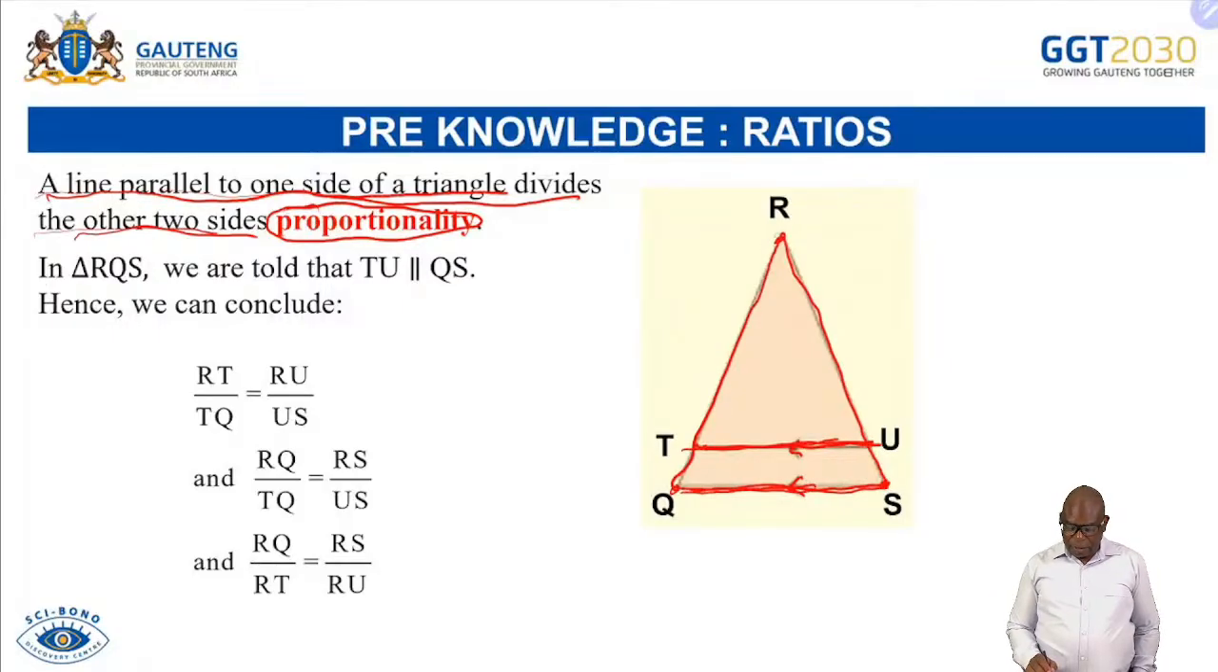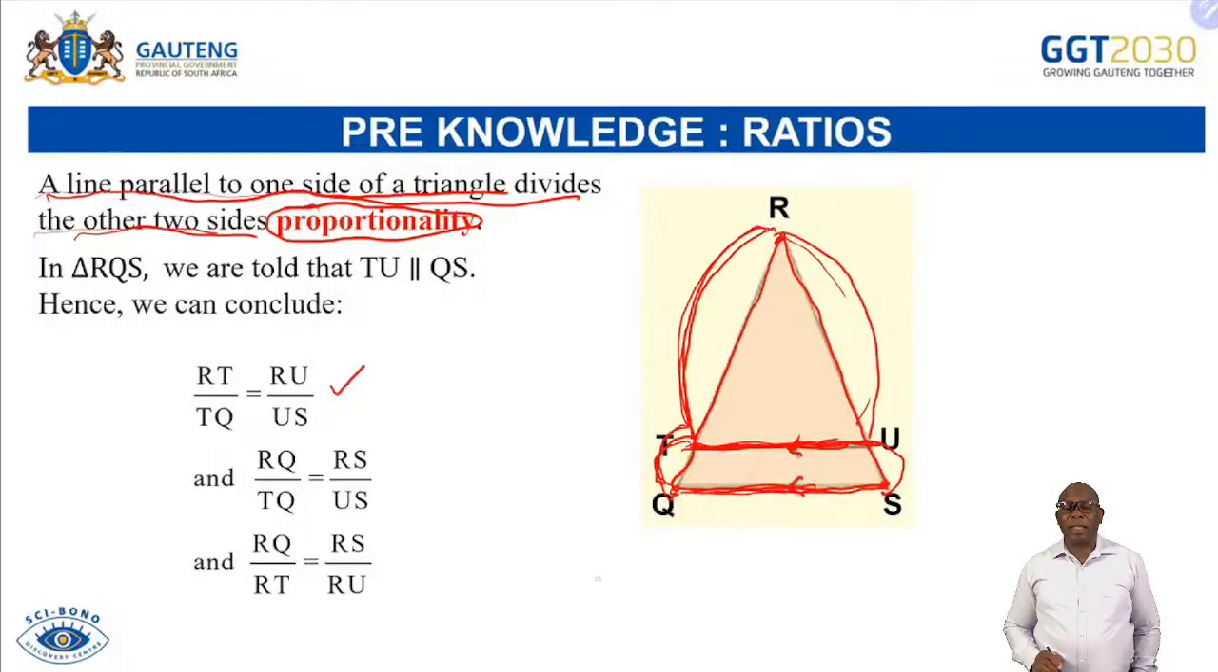So the first one says RT over TQ. RT over TQ will be the same, in the same proportion, remember, so it must be RU over US. So that is in the same proportion. Only if that line is parallel to that will this apply. That's how we do the theorems. So only if this over that will this apply, that these lines are parallel.